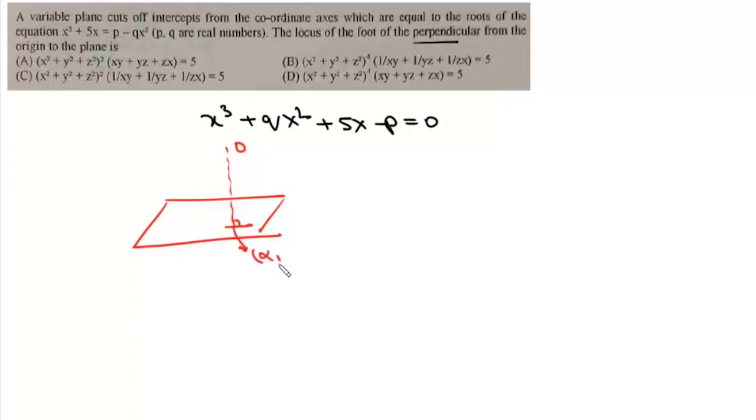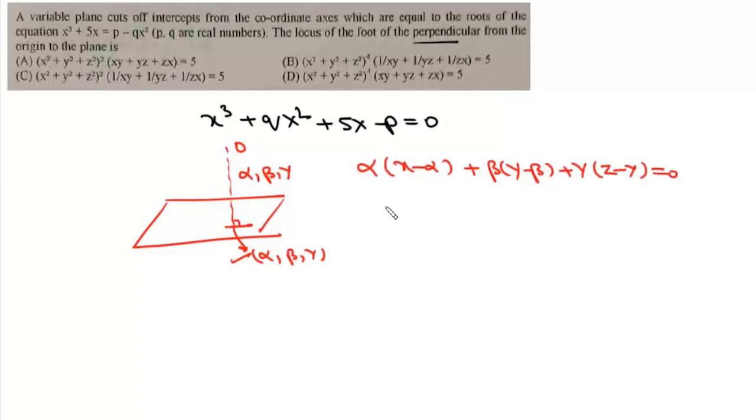Now let this point be alpha, beta and gamma. So the direction ratios are alpha, beta, gamma, and the point is also alpha, beta, gamma. So we can write the equation of this plane as alpha into x minus alpha plus beta into y minus beta plus gamma into z minus gamma equals 0. Now we can write this as alpha x plus beta y plus gamma z equals alpha square plus beta square plus gamma square.